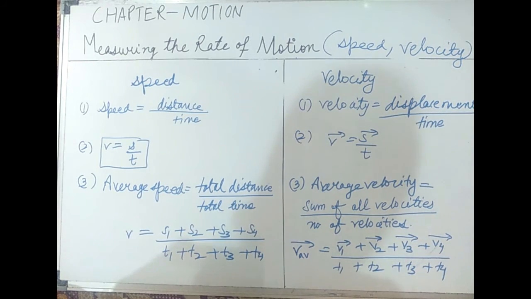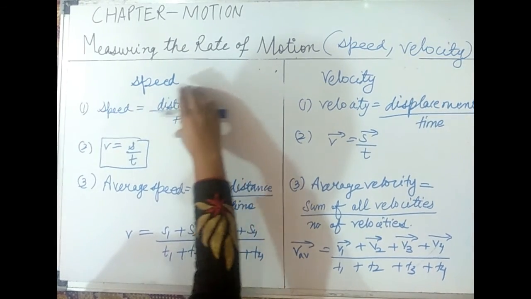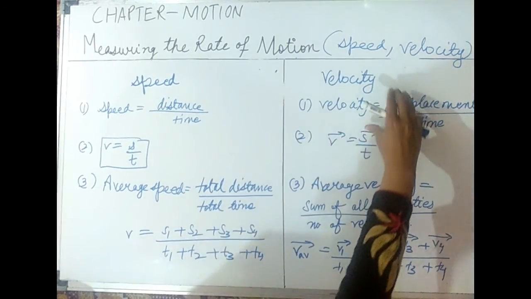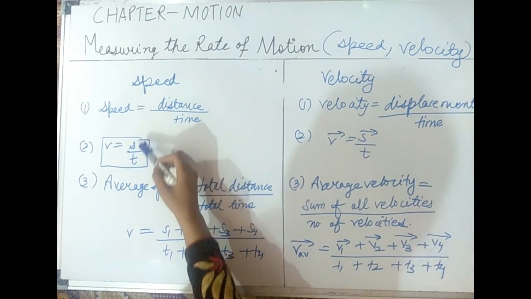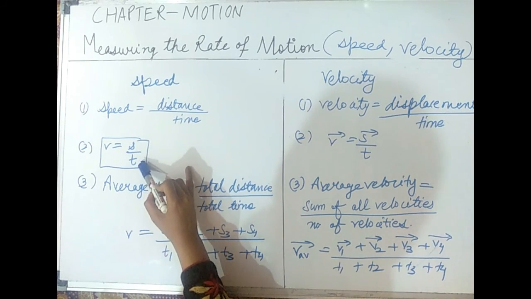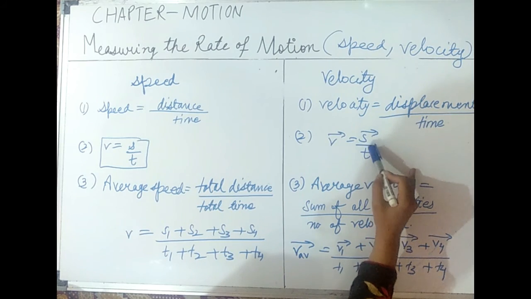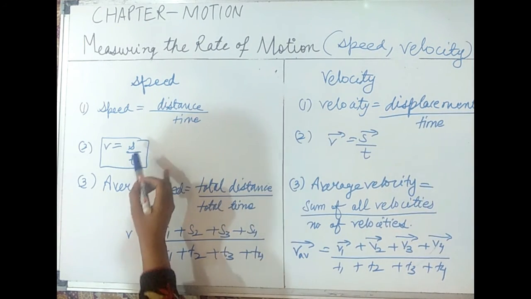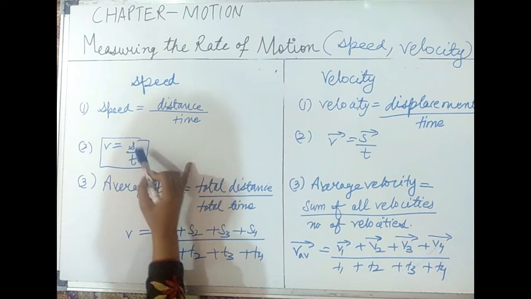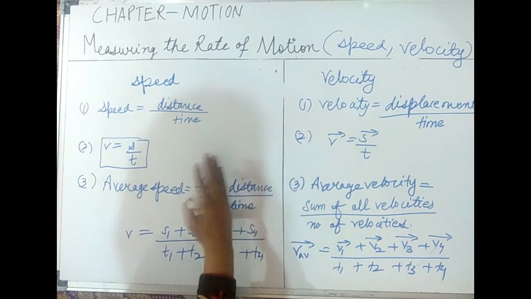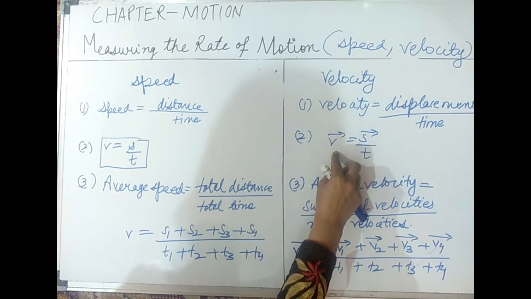Let's summarize today's class. We have got the formula for speed, that is speed equal to distance upon time. We have got the formula for velocity, velocity is displacement upon time. Speed is represented as v equal to s by t, and velocity is represented as v vector equal to s vector upon t. We should take care of the notations. v here is for speed, s is for distance, and t is for time. Need not get confused between the notations. Here we have put the vector sign over here.